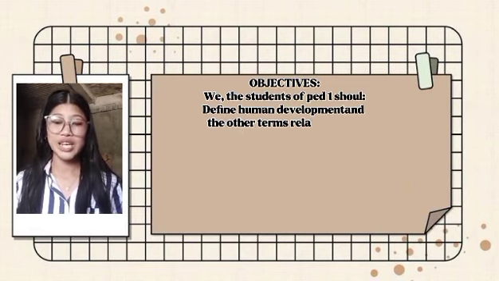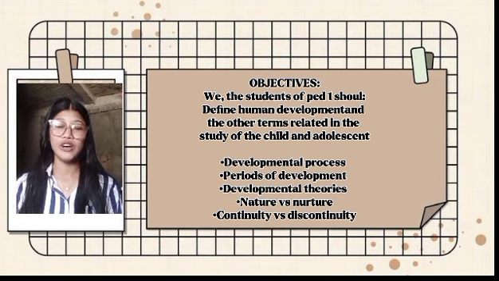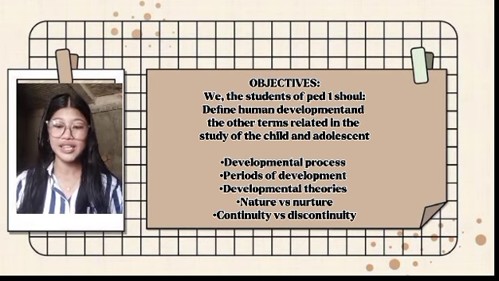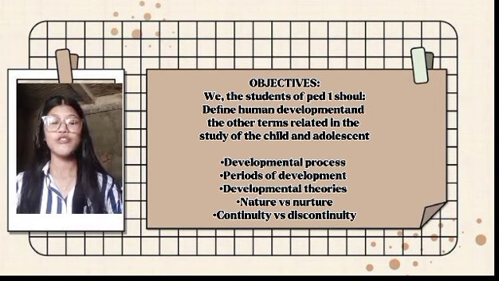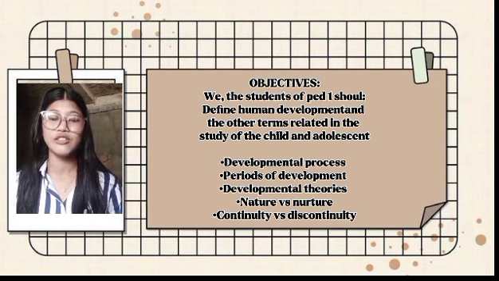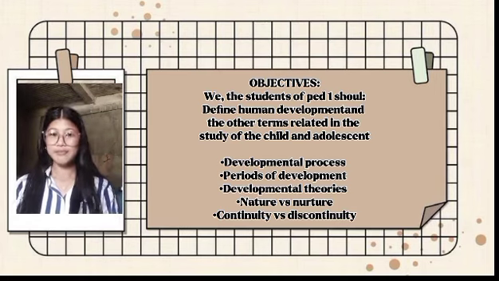So for our objectives, we the students of PED 1 under Study Hub 4 should define human development and other terms related in the study of the child and adolescence, such as developmental process, periods of development, developmental theories, nature versus nurture, and continuity versus discontinuity.